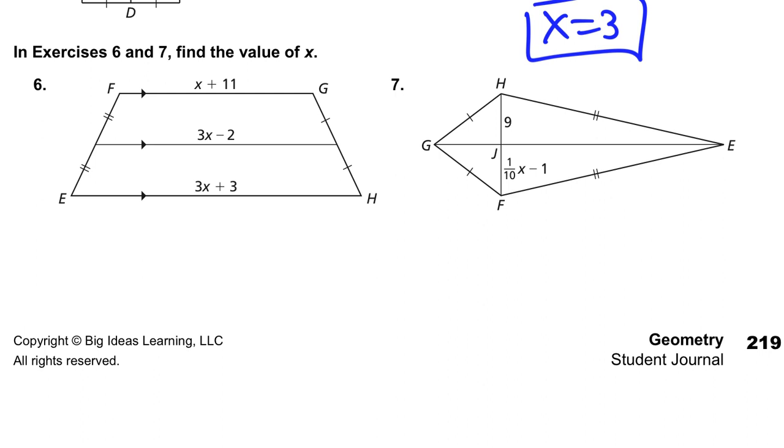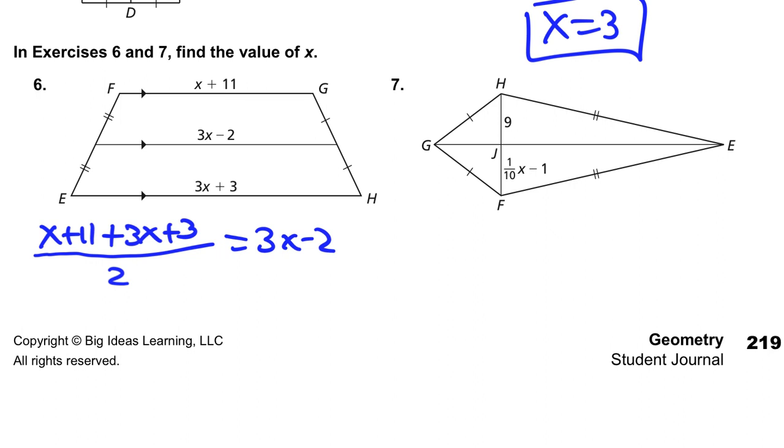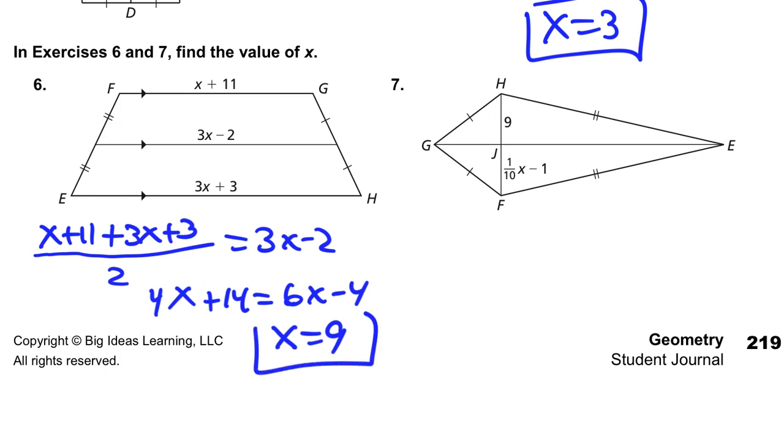Wow, we have a mid segment here. So here's what we know. If I take my x plus 11 plus my 3x plus 3 and cut that in half, I'm going to get 3x minus 2. Now notice what I did here. I didn't take the whole thing times 1/2, I took the whole thing divided by 2 because now I can multiply both sides by 2. Next thing you know, I get 4x plus 14 equals 6x minus 4, and I'm going to get that x equals 9.